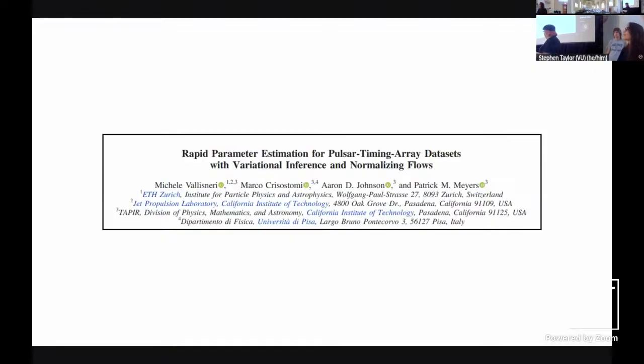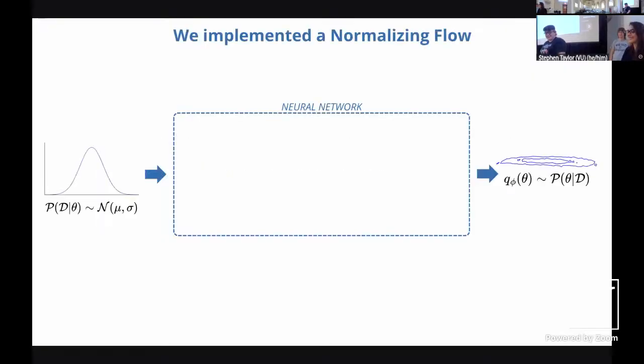So we mostly followed this paper. All right, so the idea of a normalizing flow is it's some sort of neural network where you say, I've got these likelihoods and I want to find out what the best posterior is, do a bunch of stuff to figure that out for me.